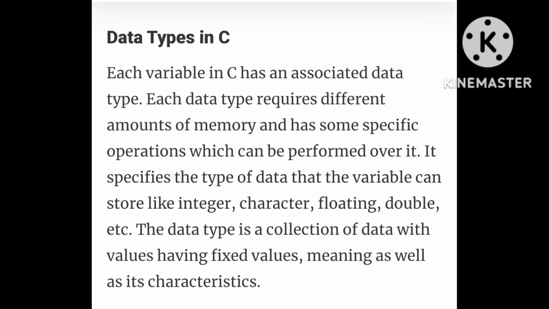Data types in C. Each variable in C has an associated data type. Each data type requires different amounts of memory and has some specific operations which can be performed over it. It specifies the type of data that the variable can store, like integer, character, floating, double, etc. The data type is a collection of data with fixed values, meaning as well as its characteristics.